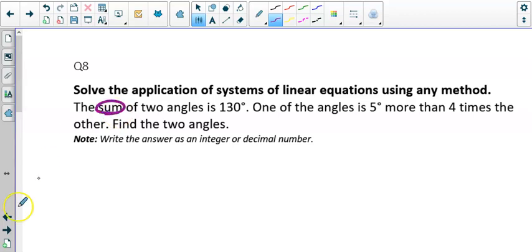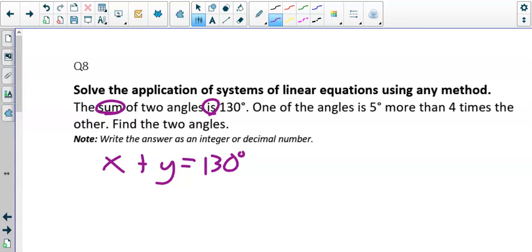So what does sum mean? Sum? No. Plus. Addition. So you're saying what? Okay. Equals, because of the word is. Good. And it's okay to use x and y here. Just make sure that you know which angle is which.